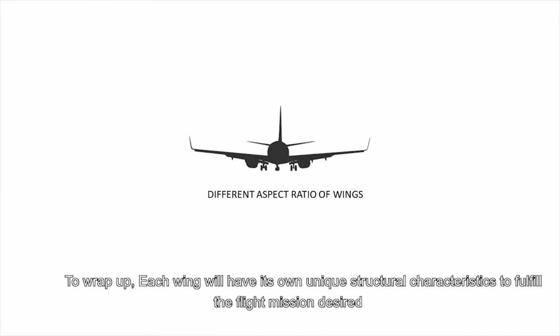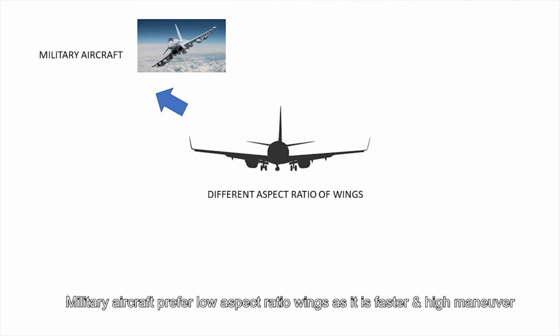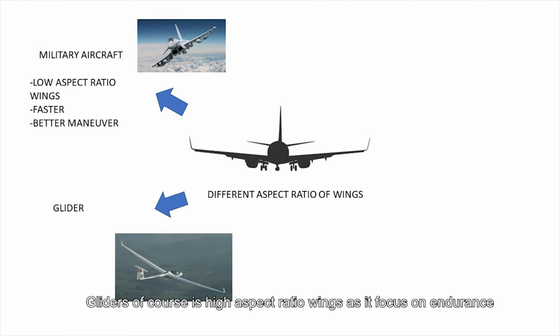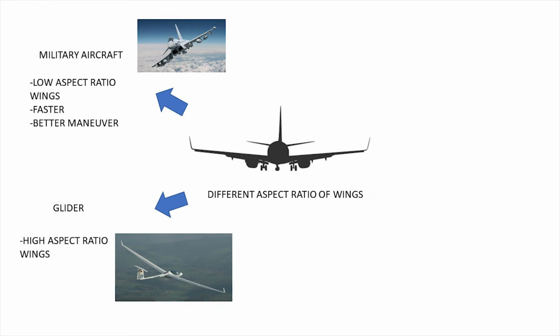Okay, to wrap up, each wing will have its own unique structural characteristics to fulfill the flight mission desired. Military aircraft prefer low aspect ratio wings because they are much faster and highly maneuverable. The structure of military aircraft wings is usually compact with components to fulfill multiple missions. Gliders, on the other hand, of course, have high aspect ratio wings as they focus more on endurance.